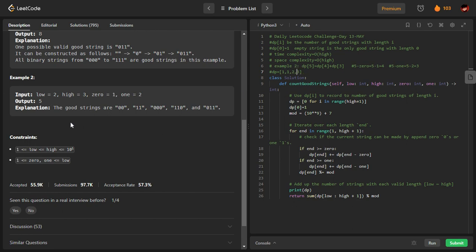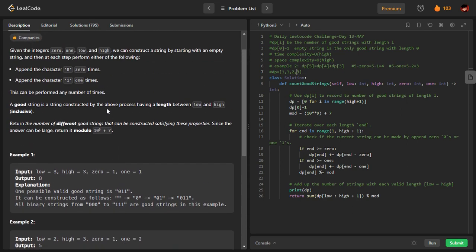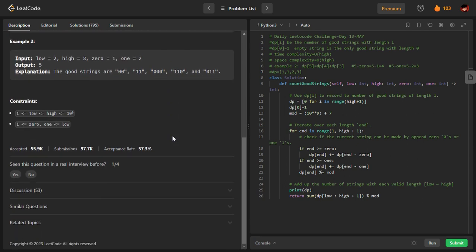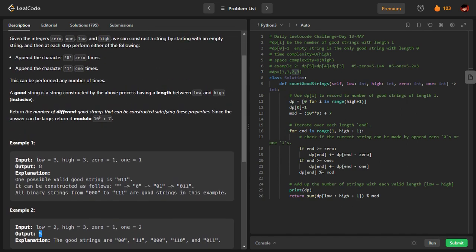Fine. Now how to find the answer? They have clearly given it here. We have to follow the above process, and the length must be between low and high. So what are low and high in this case? Low and high in this case are 2 and 3. So we have to add the index 2 and index 3. 2 plus 3 is 5. So that is the answer here. So the idea here is that we will start from dp of 0.